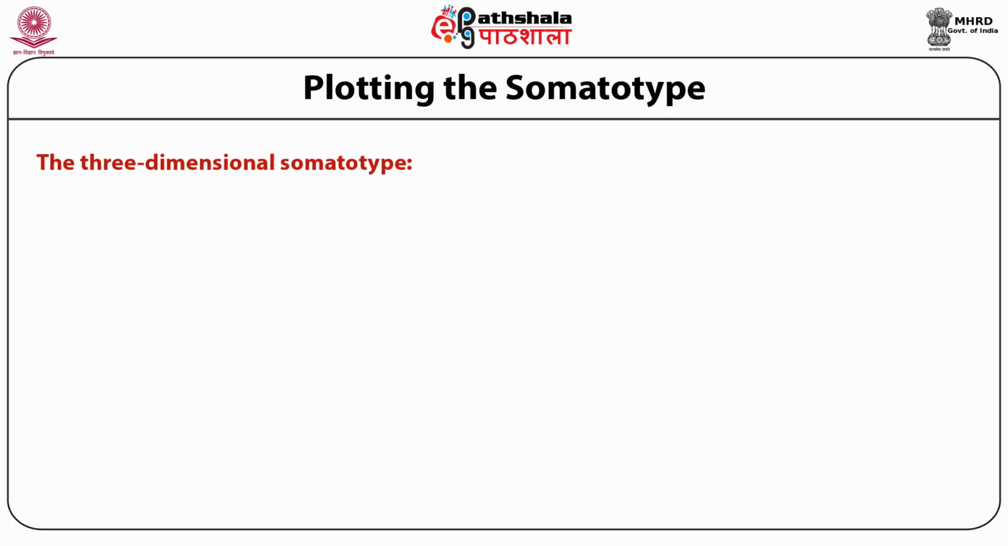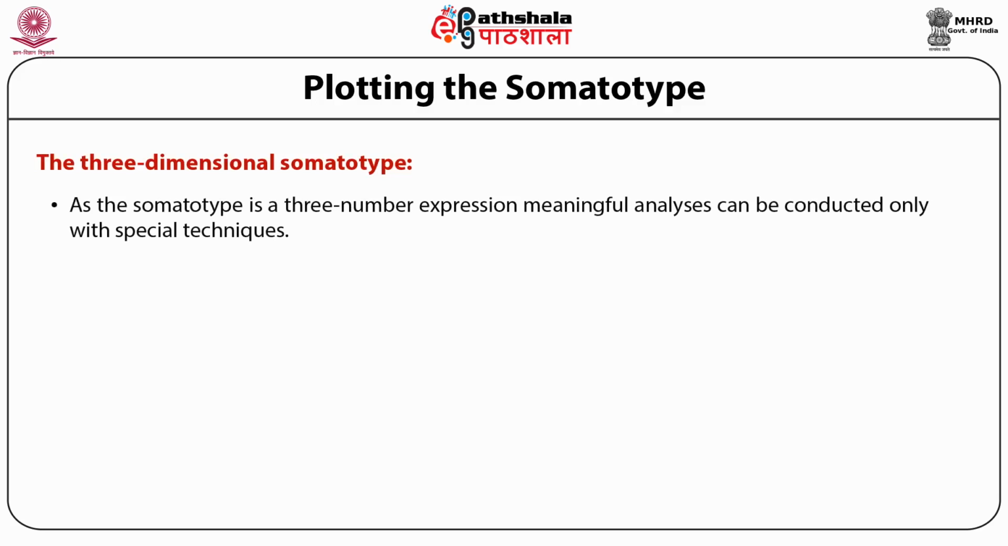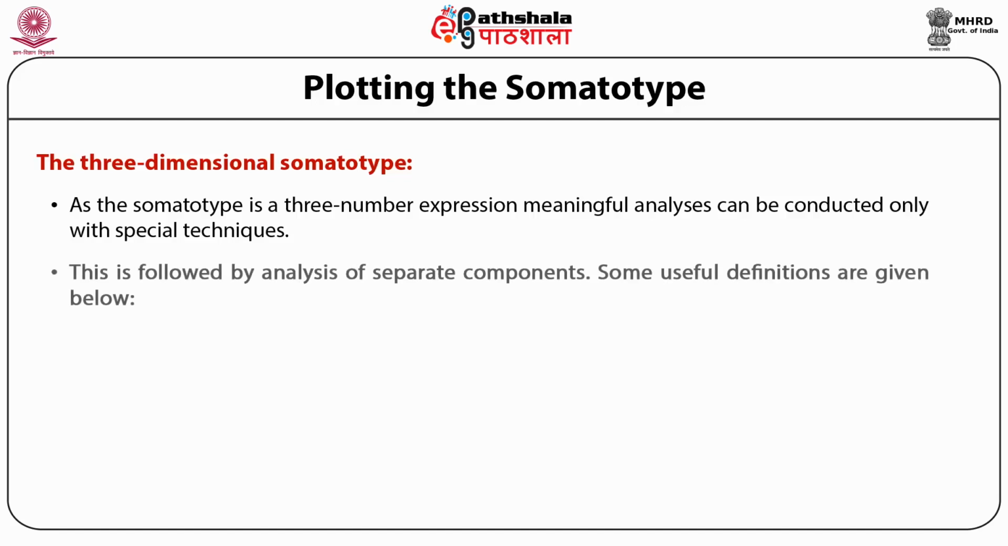The 3-dimensional somatotypes. As the somatotype is a 3-number expression, meaningful analysis can be conducted only with special techniques. Somatotype data can be analyzed by both traditional and non-traditional descriptive and comparative statistical methods. Although descriptive statistics are used for each of the components, comparative statistics should be made in the first instance using the whole somatotype rating. This is followed by analysis of separate components.